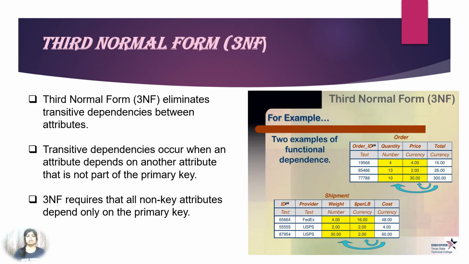Third normal form. Third normal form eliminates transitive dependencies between attributes. Transitive dependencies occur when an attribute depends on another attribute that is not part of the primary key. Third normal form requires that all non-key attributes depend only on the primary key. For example, two examples of functional dependencies: order and shipment. Order has order ID, quantity, price and total. In shipment we have ID, provider, weight, per LB and cost. By segregating these two, we get the non-key attributes in third normal form.